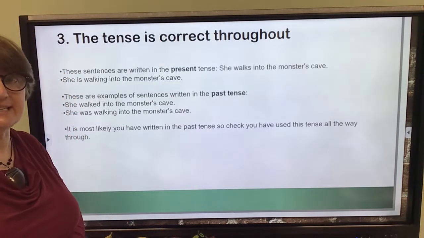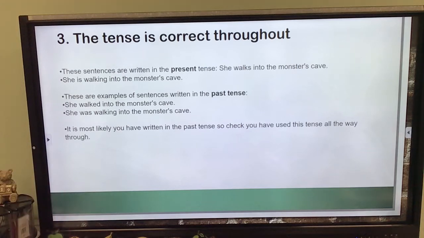And then, is the tense correct? So these sentences are written in the present tense. She walks into the monster's cave. She is walking into the monster's cave. If we then put those in past tense, we get she walked into the monster's cave and she was walking into the monster's cave. It's most likely because we're talking about something that has happened in the past and we're reporting on the events in those pictures that you will have written in the past tense. So check you've used that tense all the way through your writing.